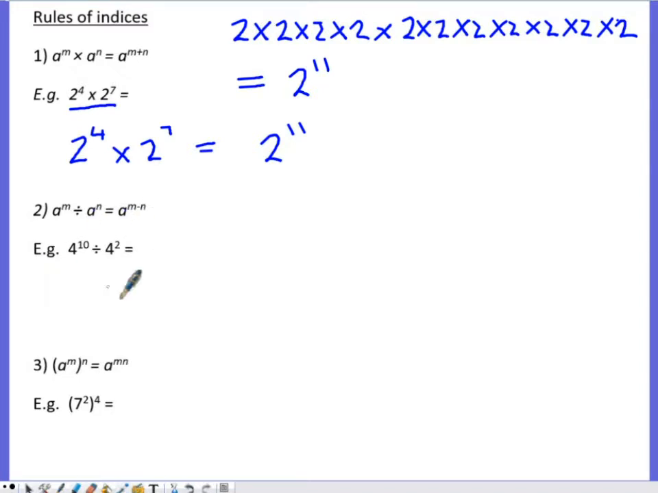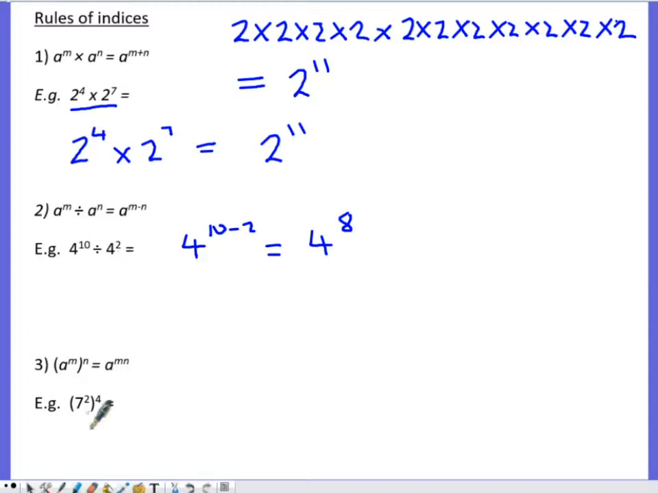If you want to do the same thing for the division, this time you need to minus, and you always minus the second one from the first. So 4 to the power 10 divided by 4 to the power 2. Well, 10 take away 2 is 8, so it's 4 to the power 8. Again, this only works because it's 4 in both cases. The number has to be the same.